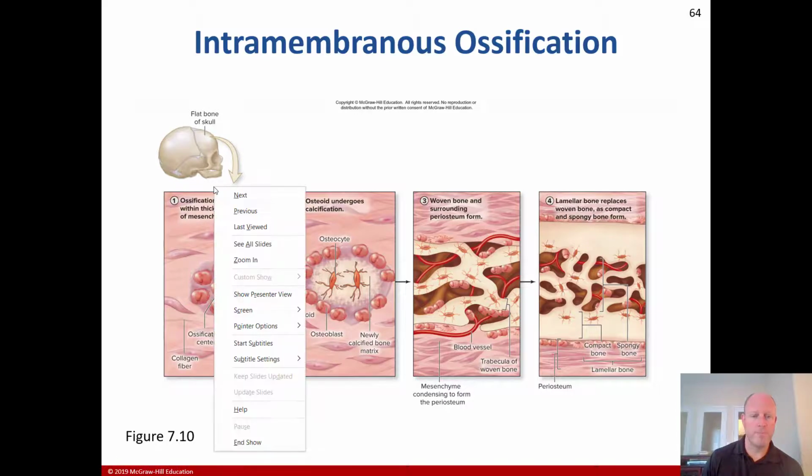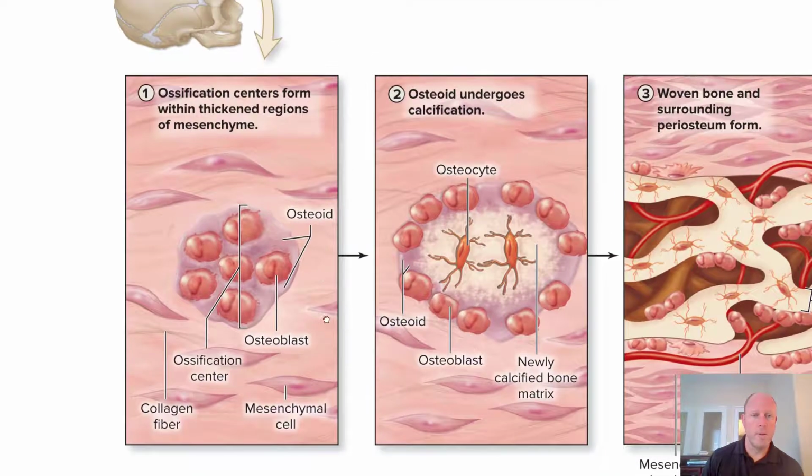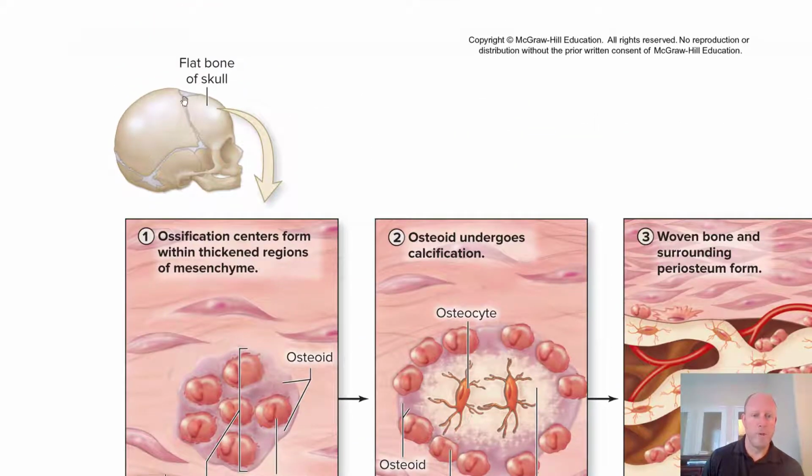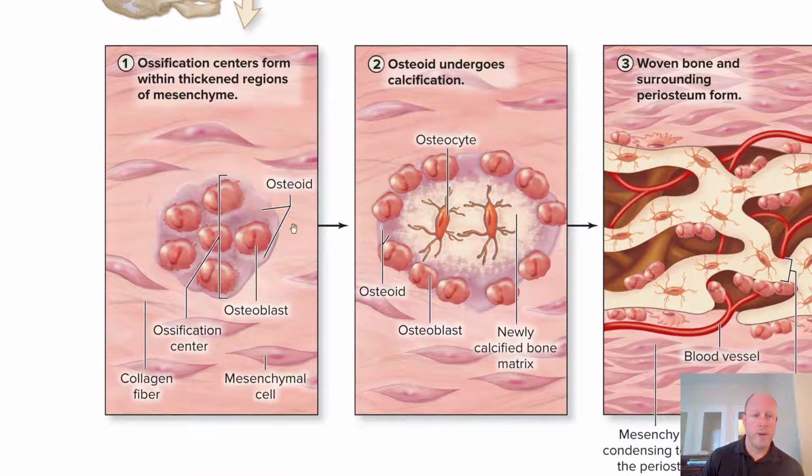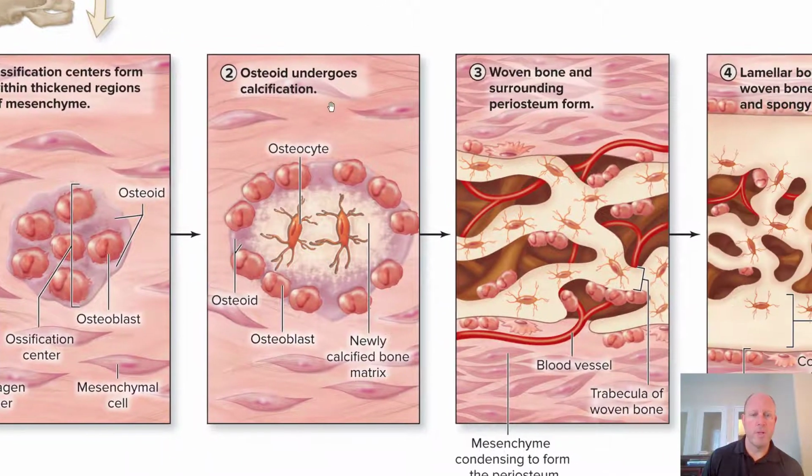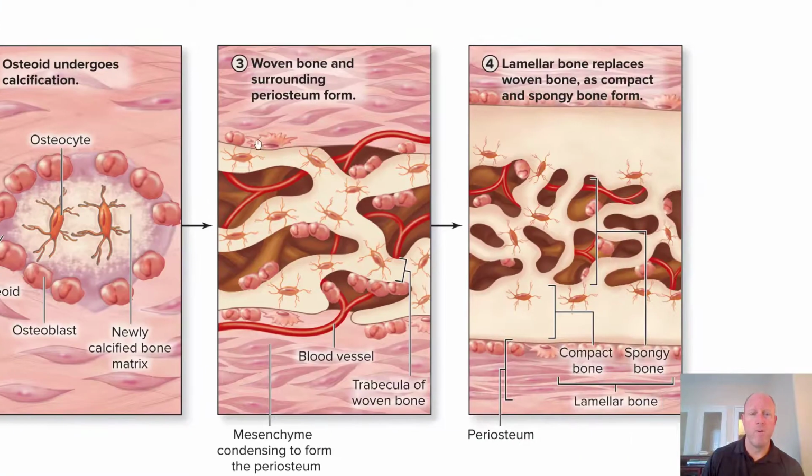So here we can see, looking at our flat bone of our skull, the ossification centers forming within those thickened regions of mesenchyme. This is the ossification center itself, with the collagen fibers, the osteoblasts, and mesenchymal cells. The osteoid undergoes calcification, okay? And with the osteocytes here, the central area, the osteoid, the osteoblasts, and this new calcified bone matrix. Woven bone and then surrounding periosteum then form.